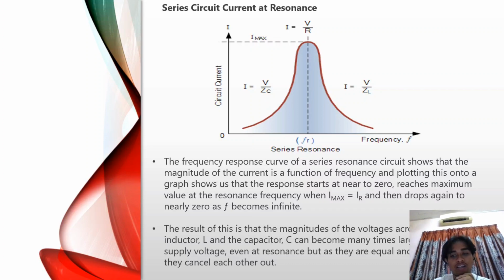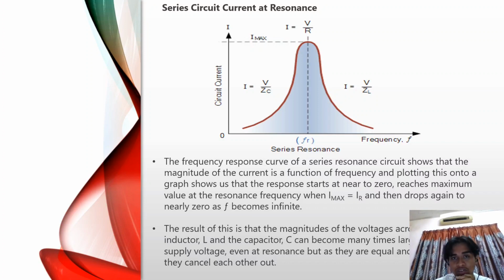Series circuit current at resonance. This is the waveform. The frequency response curve of a series resonance circuit shows that the magnitude of the current is a function of frequency, and plotting this onto a graph shows that the response starts at near zero, reaches maximum value at the resonance frequency when Imax equals V over R, and then drops again to nearly zero as f becomes infinite.